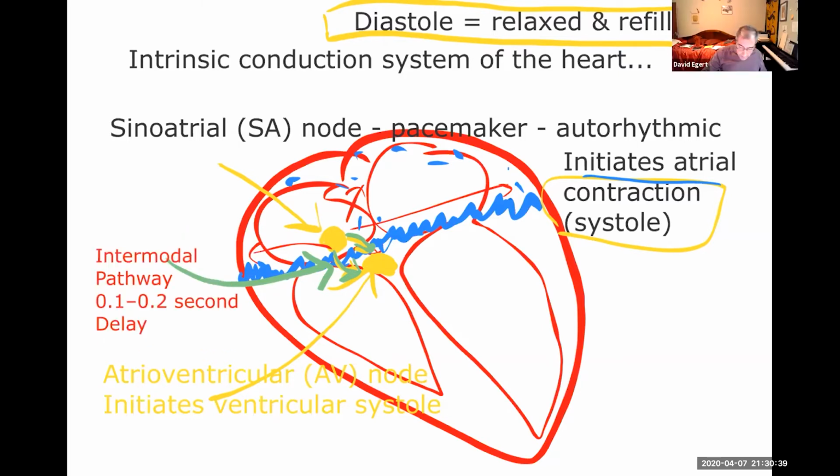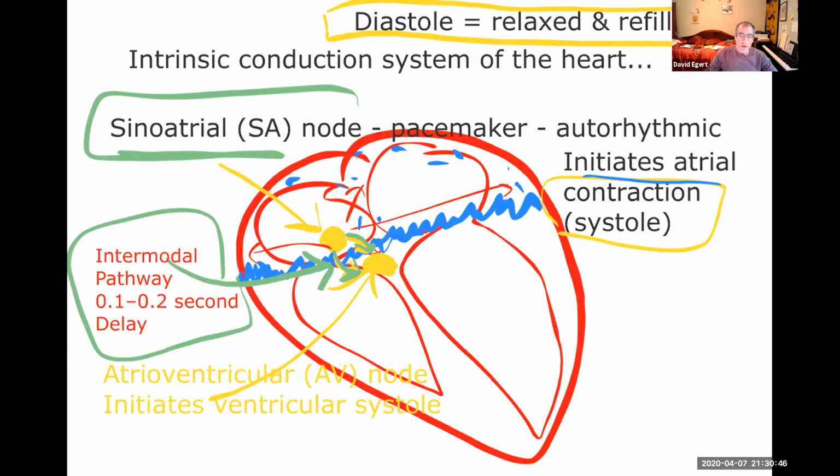So let's talk about this. Basically, when the SA node goes off, that's kind of like the beginning of your heartbeat. Then there's a little bit of a delay because you don't want the ventricles squeezing right away. When the atria contract, you want the blood to get pushed down into the ventricles. After about 1/10 to 2/10 of a second delay, we initiate ventricular contraction by having the AV node fire off.